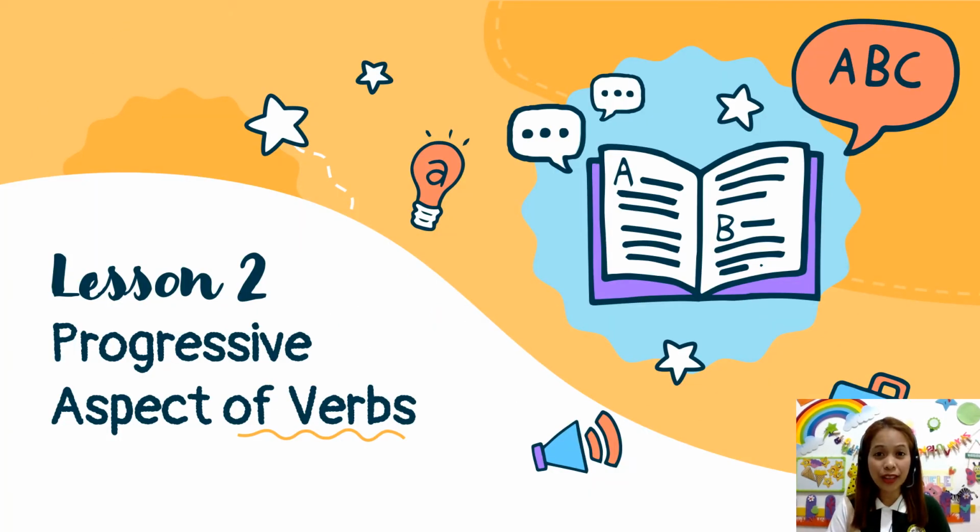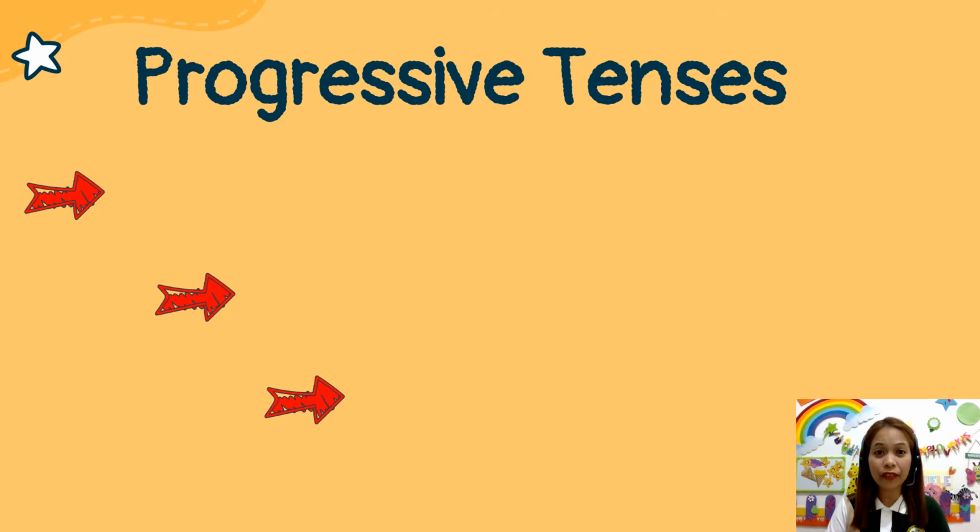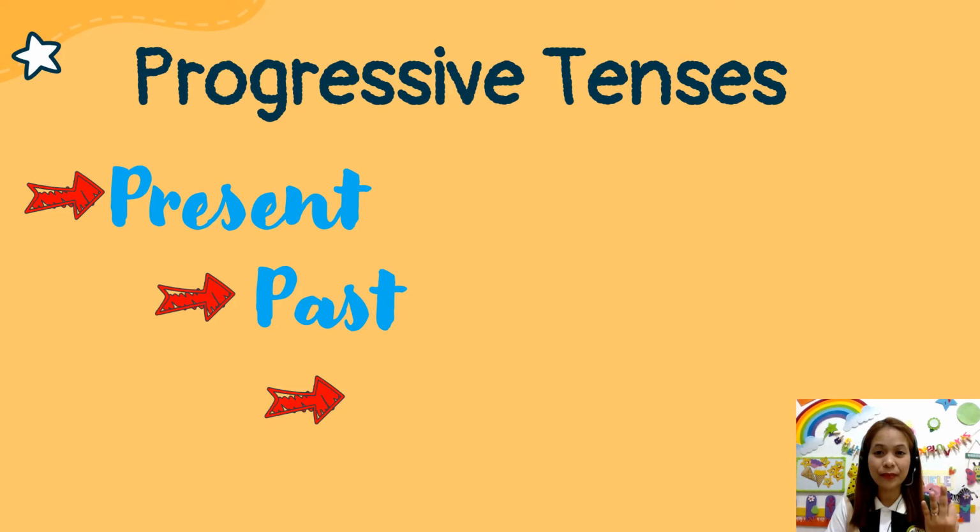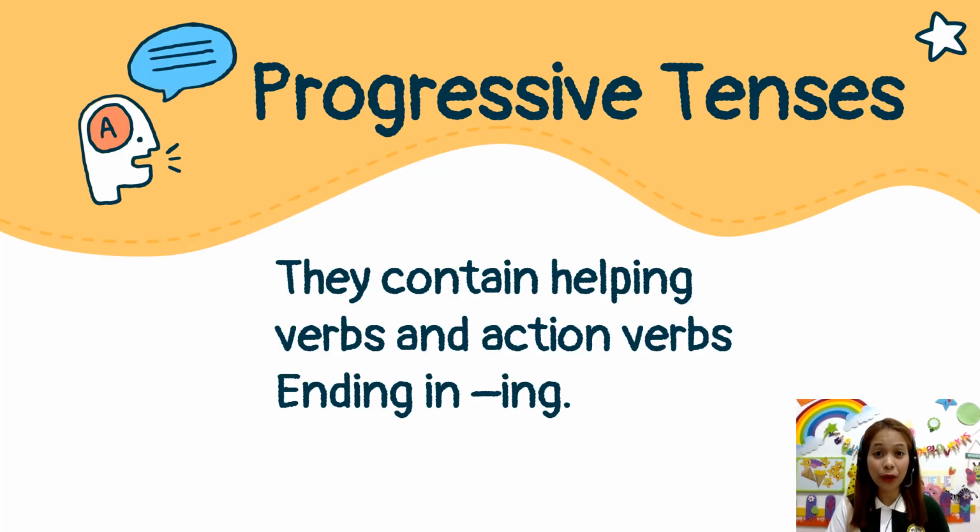Our lesson for today is about progressive aspect of verbs. We have three tenses in progressive aspect of verbs. They are the present, the past, and future. In progressive tenses, they contain helping verbs and action verbs ending in ing.